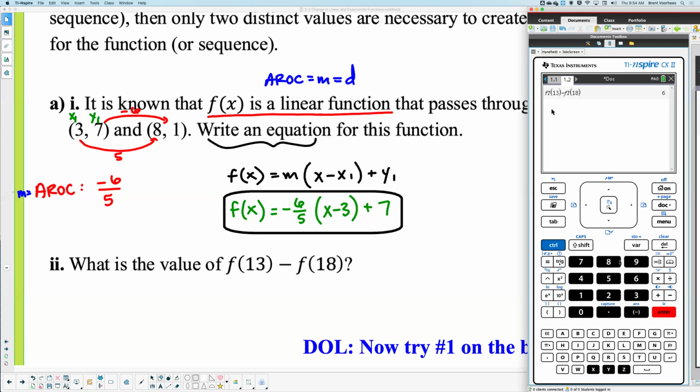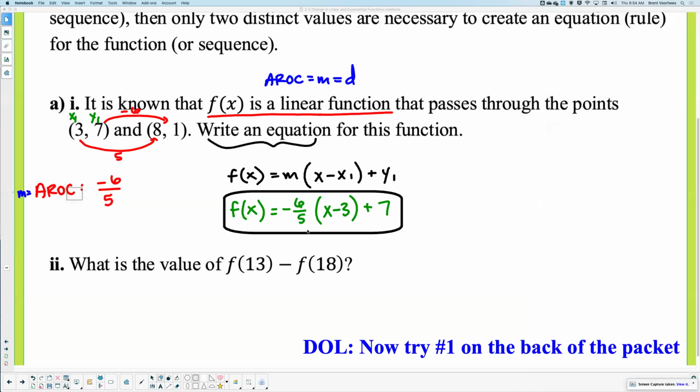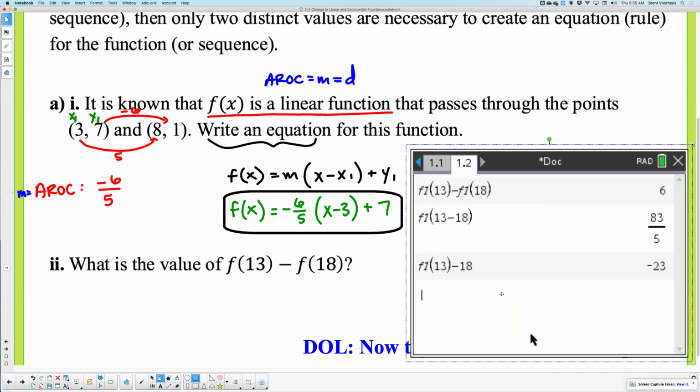And while you do that, I'm going to show you multiple ways students might mess this up. Students might say F1 parentheses 13 minus 18. Students might say F1 parentheses 13, close your parentheses, minus parentheses 18. All these things are incorrect. The correct answer on this particular problem is 6. The correct answer is 6. But I'm showing you here how students might do it wrong.